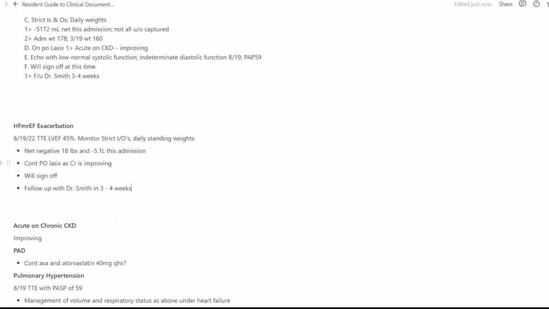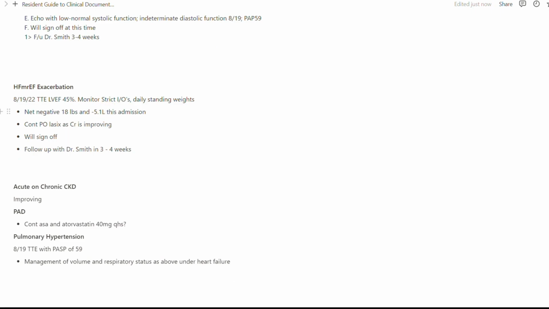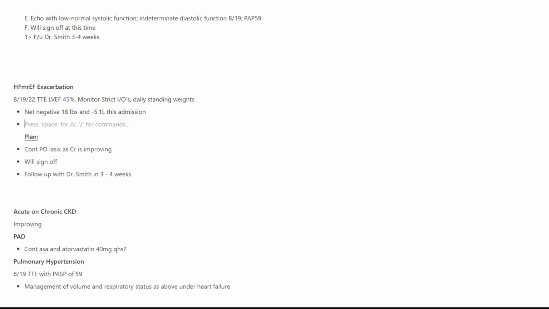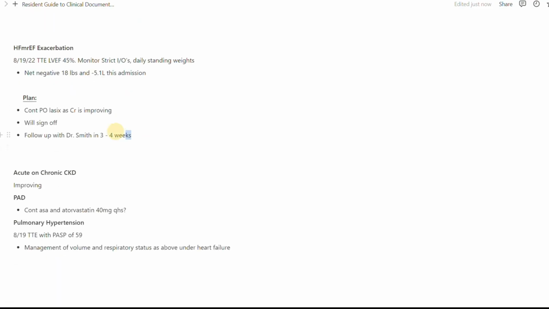So this is how I would structure my note if I was a primary team, but as I mentioned before, this is actually a consultant. So this is what I would do as a consultant, because remember, you are a consultant to the primary team. This is what I would recommend so that your plan is clearly delineated, especially if you're at a hospital system where the primary team is expected to put in all the orders.